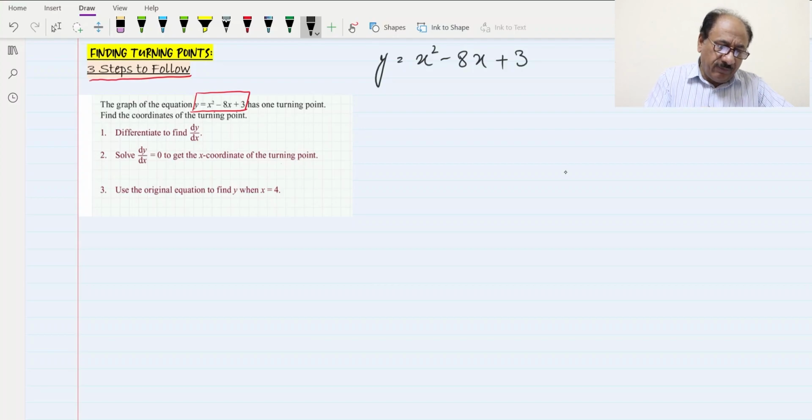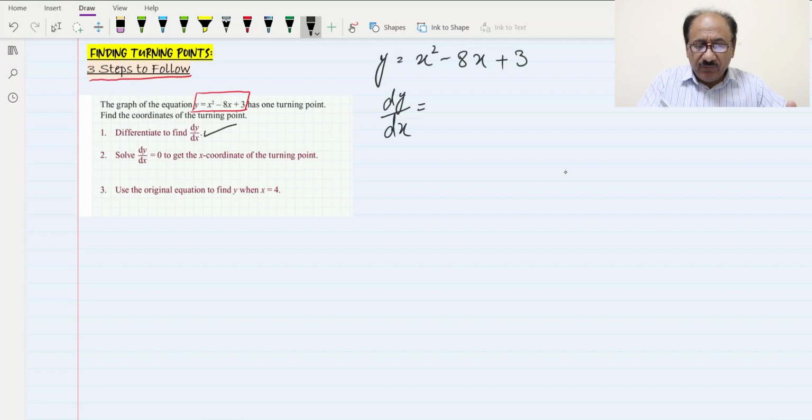So our first step will be that we will be finding the derivative dy over dx. How to find the derivative, we have already uploaded one video. If you are having an issue, you can go through that video in detail again. Here I am just writing directly, because I have already given the explanation. So dy over dx will be 2x minus 8. The derivative of a constant is 0, so the derivative of 3 will be 0. This is the first step which we have done.